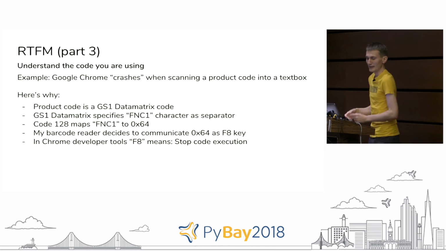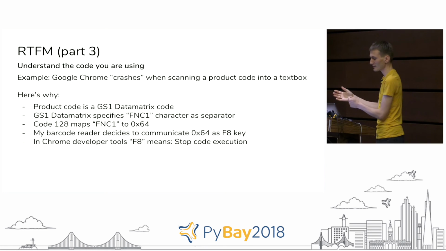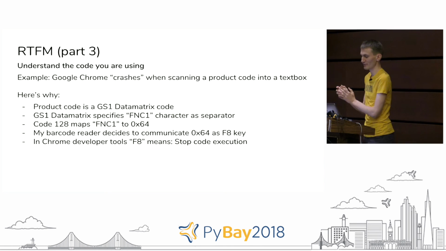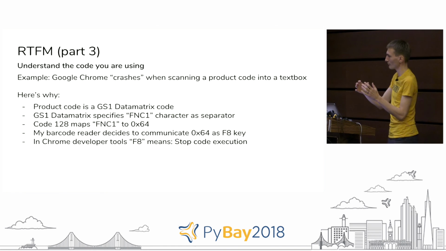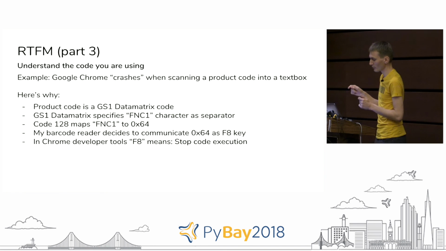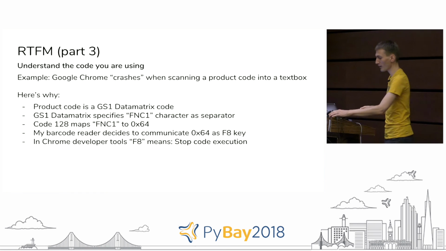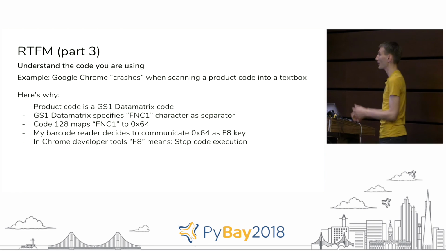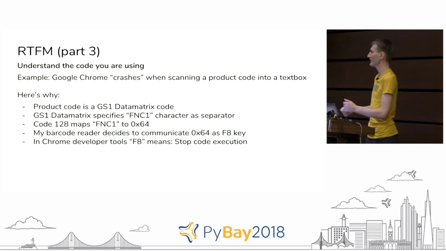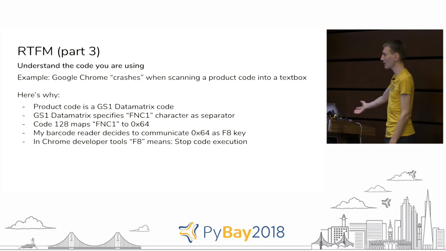Okay. I had a product code that was a bag of electronics that arrived in a factory. I scanned the code. It was a GS1 data matrix code. GS1 data matrix specifies the function 1 character as a separator. Code 128, which was part of how it was encoded, specifies the function 1 that maps to 64 hex. 64 hex on my barcode reader that I used to scan it maps to the F8 key. And I had the Chrome developer tools open where F8 means stop script execution. It took me 3 days to figure out why my JavaScript isn't running when I'm scanning barcodes.